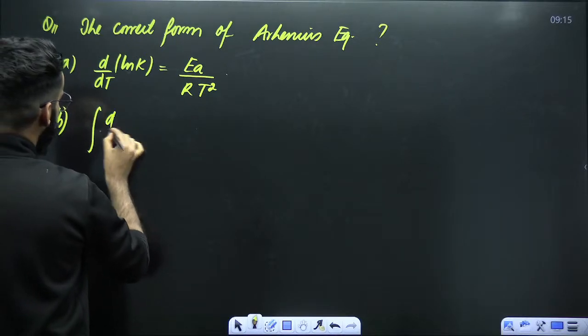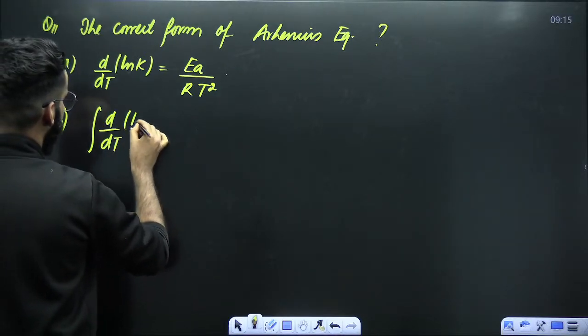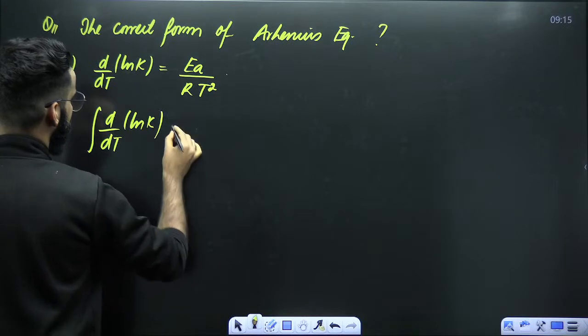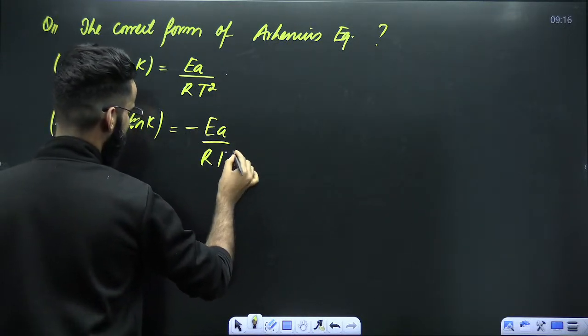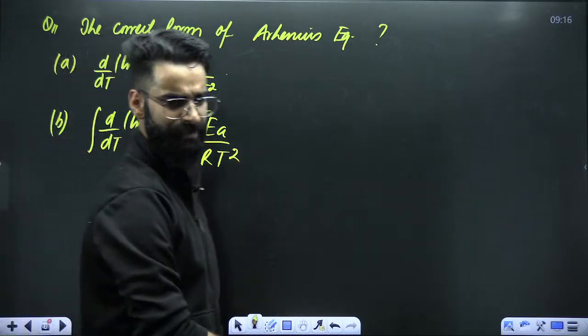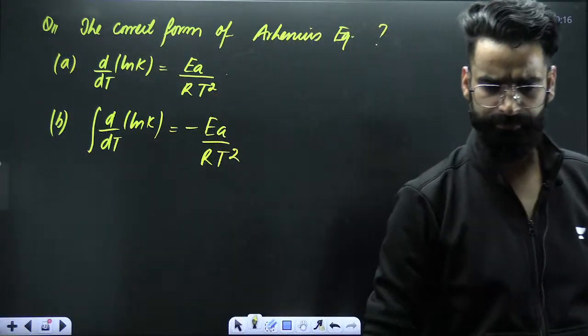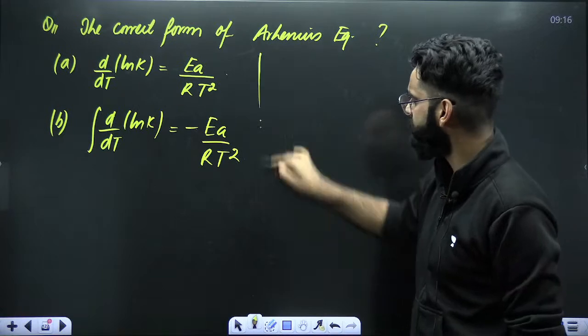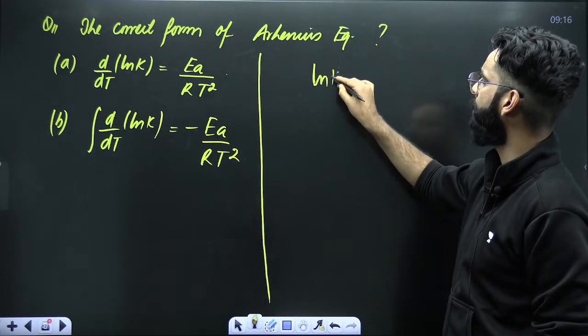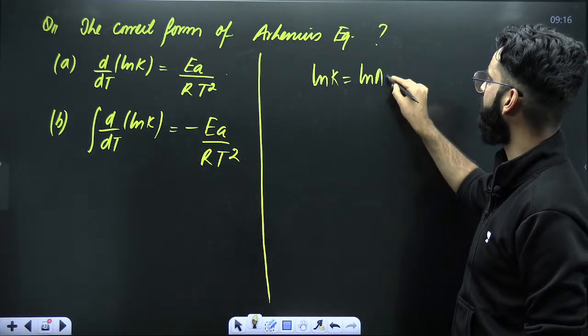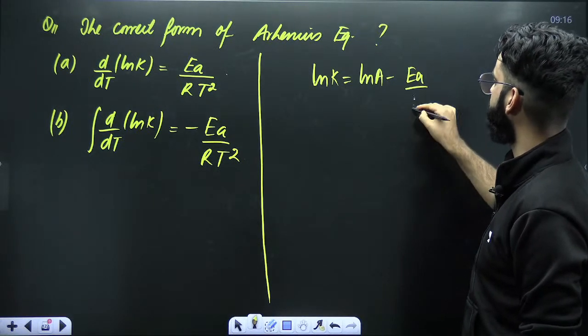Second option was integral of d upon dt of ln of k is equal to minus EA divided by RT square. Like this, a lot of options were given basically, right? Now, my dear students, how do we get the correct answer? See, Arrhenius equation is what? One of the forms is ln of k is equal to ln of A minus EA divided by RT, right?